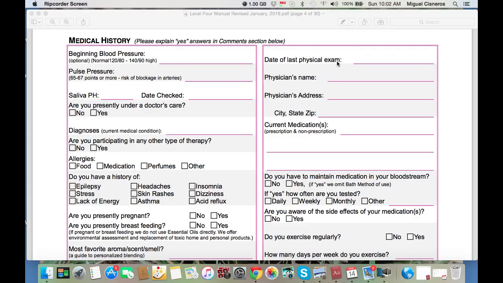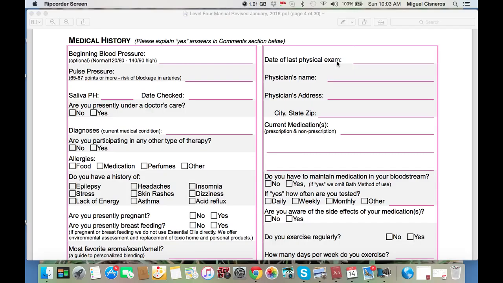In the past, any medication that has been prescribed for 10 years is able to go over the counter without prescription. So be alert on non-prescription medication. And then the next question is, do you have to maintain medication in your bloodstream? Before I answer that, let me go back to current medication.